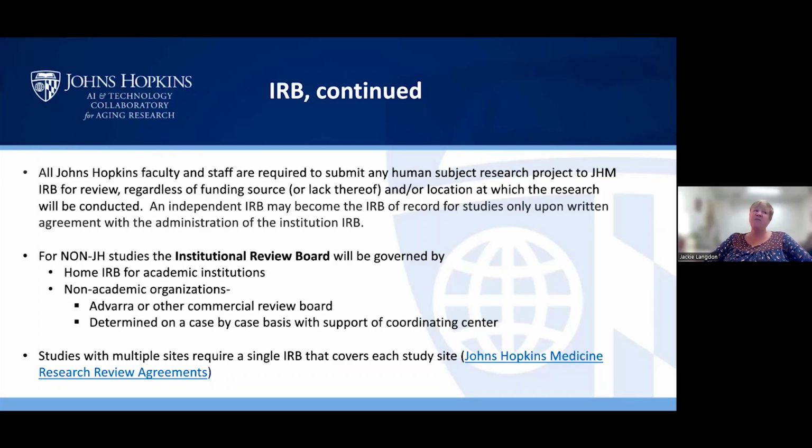For non-Johns Hopkins studies, your institutional review board will depend on where you're located. If you're in an academic institution, your home IRB will be the IRB of record. If you're non-academic and perhaps don't have access to an academic institutional review board, you can go through a commercial review board such as Advarra. The Coordinating Center of the AITC will help determine on a case-by-case basis where your IRB would go if you're non-academic.